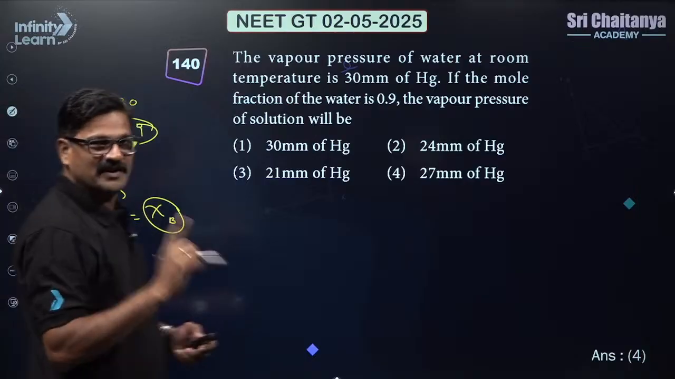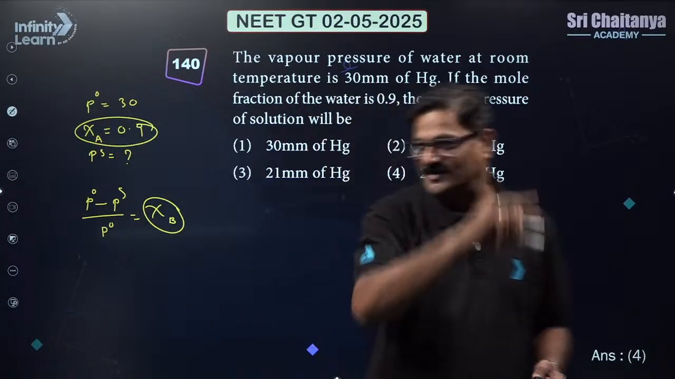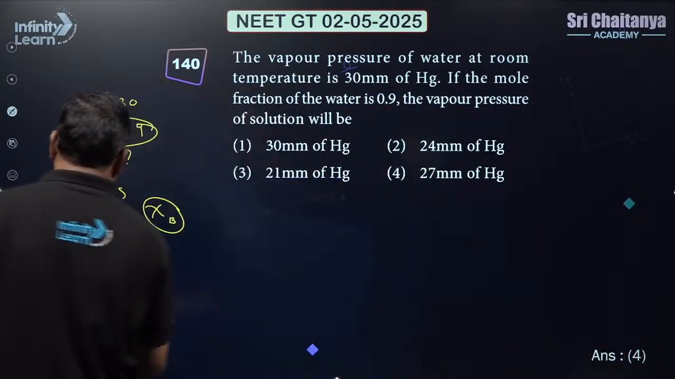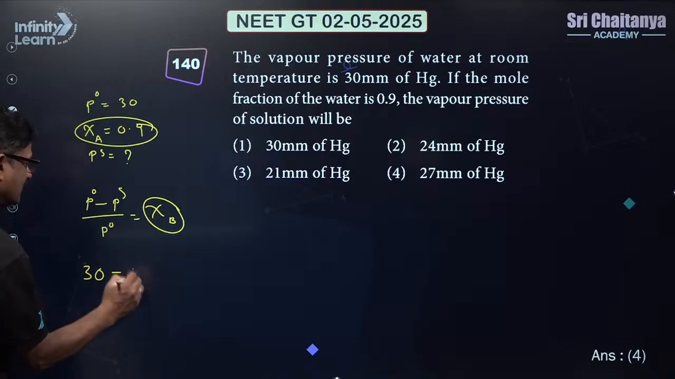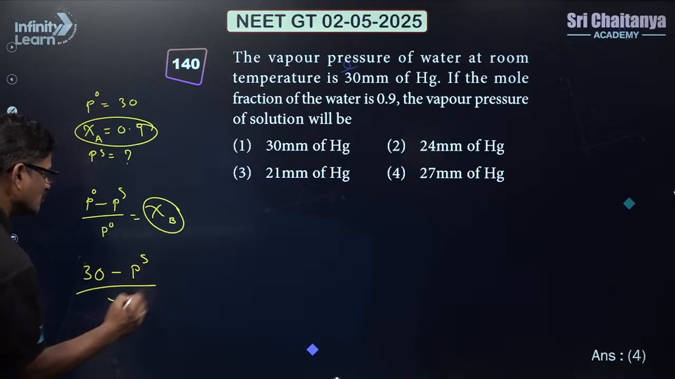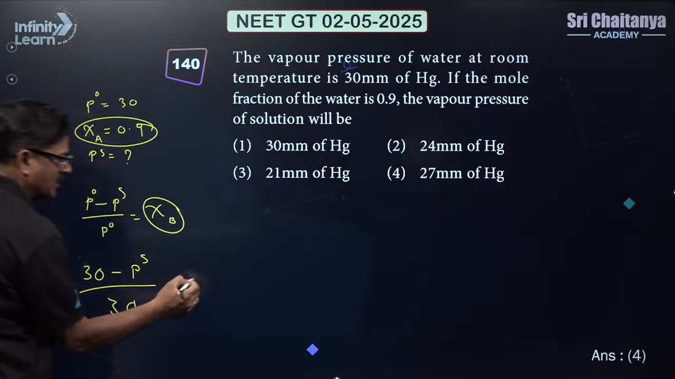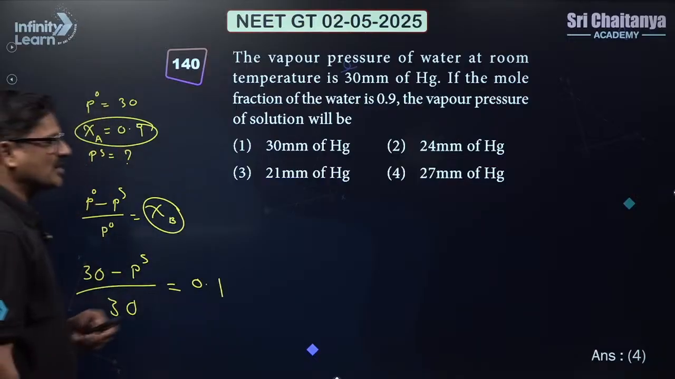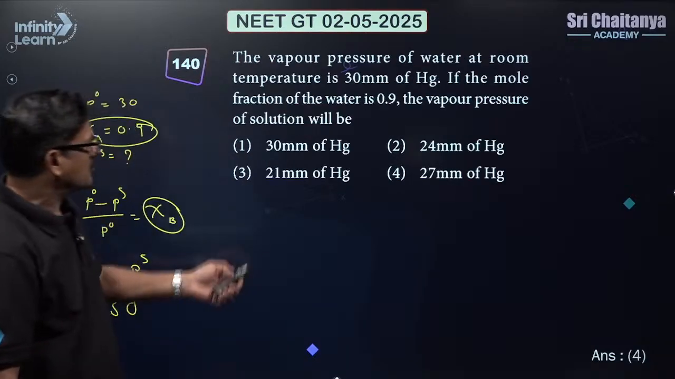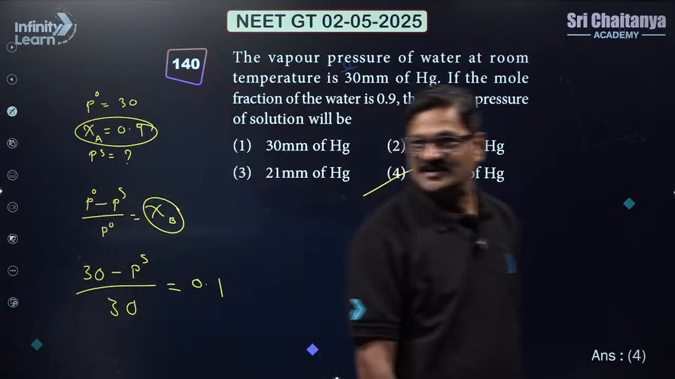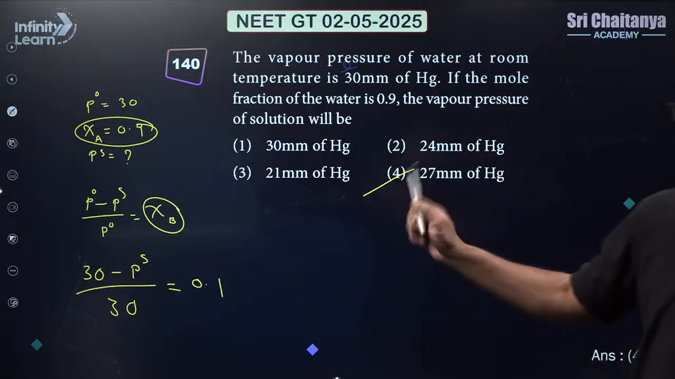Mole fraction of A plus mole fraction of B is equal to 1. So I just want to say (P0 − Ps)/P0 = (30 − Ps)/30 should be equal to 1 − 0.9, which is going to be 0.1. You can solve it for Ps, so you're going to get 27 mmHg. So, got it clear? That's good.